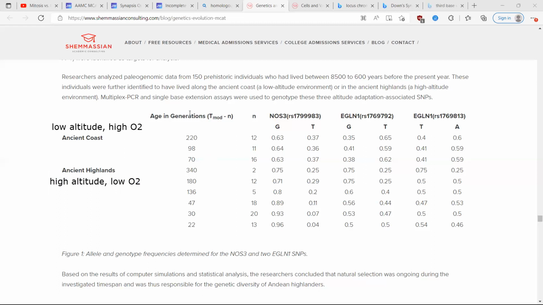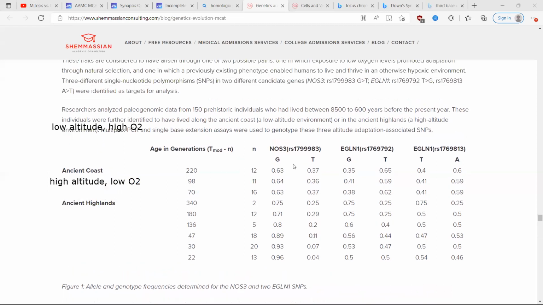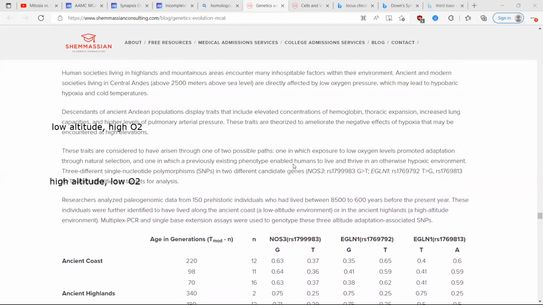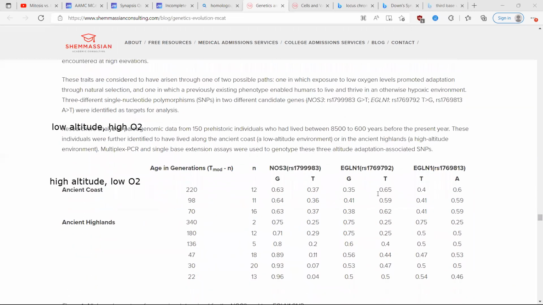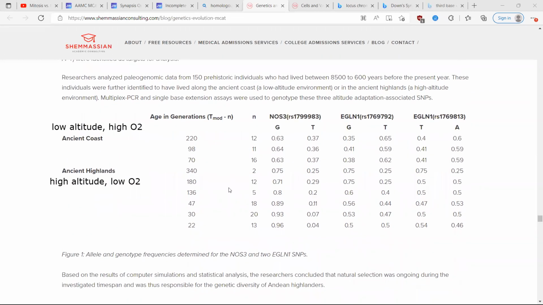Then we see a trend, right? Age in generations, T mod minus N. What is T mod? Oh, maybe modern? Time modern minus N? Time modern. So whatever it is now, minus this many years. So these are the oldest generations. So it's oldest to current. Okay, so that's basically what it is.